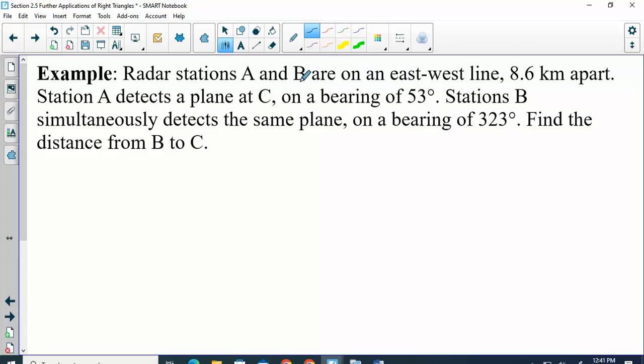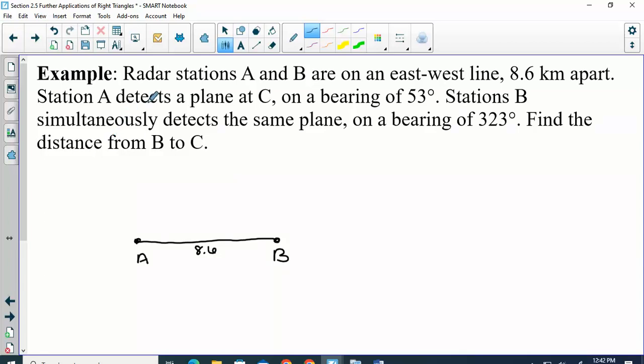Radar stations A and B are on an east-west line, 8.6 kilometers apart. So east-west line would be what kind of line? Horizontal line. A, B, that's a horizontal line, even though my picture doesn't look like it. And this measure is 8.6.